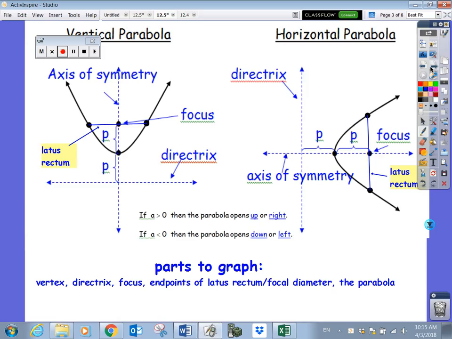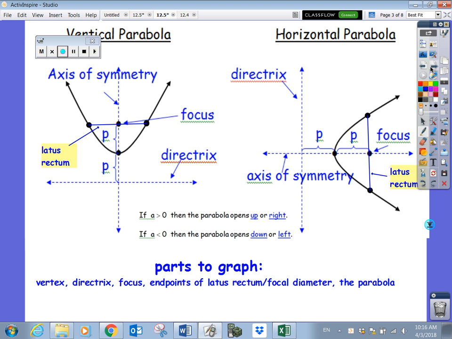If you're just given a vertex and a focus, you don't know whether it is an ellipse, a hyperbola, or a parabola. So you just have to have a little bit more information to do that. Notice the parts that I expect you to graph are the vertex, the focus, the directrix, which is this dashed line. Kind of think of it like the asymptotes of a hyperbola. And then the endpoints of the latus rectum, or the focal diameter, okay?